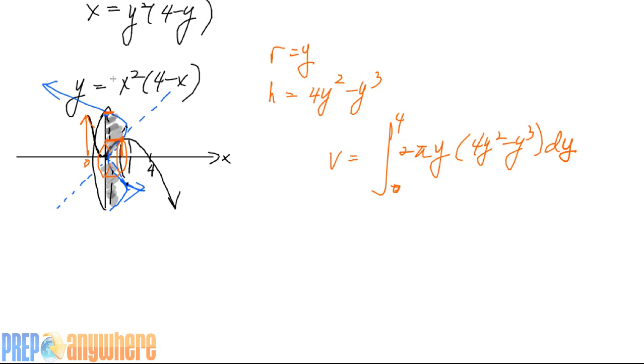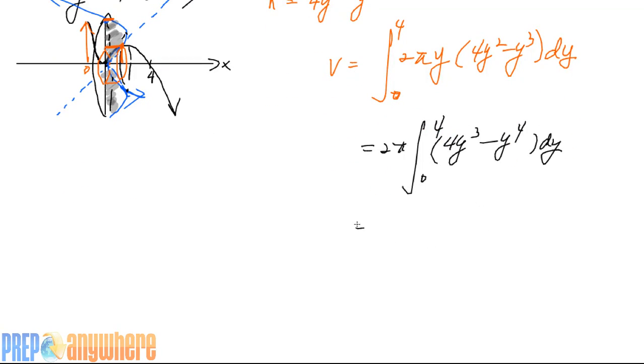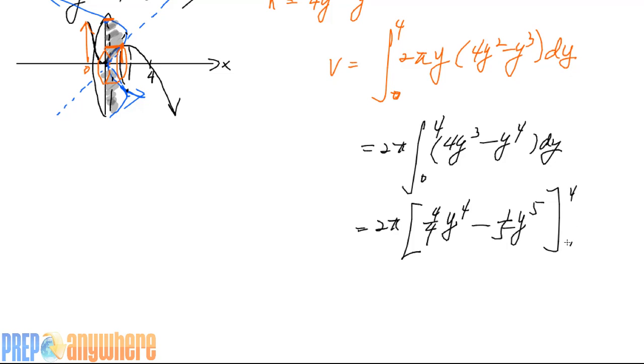Let me switch back to black. Let me multiply that in, and you get 4y cubed minus y to the power of 4. So 2 pi times the antiderivative, which is y to the power of 4, since there's a 4 there, 4 divided by 4, minus y to the power of 5 times 1 over 5. I'm going to plug in 4 and 0. So 2 pi times 4 to the power of 4 minus 1 over 5 times 4 to the power of 5.